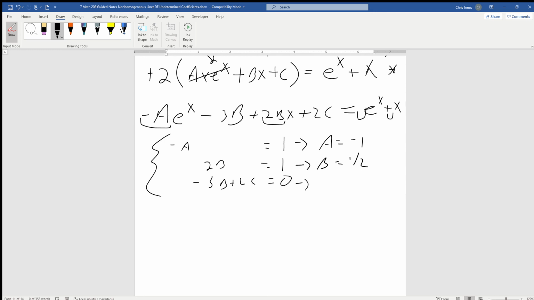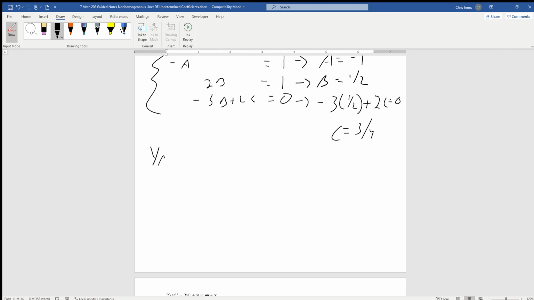And then finally we can solve for c. That's going to be negative 3 times 1/2 plus 2c equals 0. We could just add 3/2 and divide by 2 on both sides, so that means that c is going to be 3/4. And so our particular solution, a was negative 1, so that's going to be negative 1x e to the x plus bx, which is 1/2, plus c, which is 3/4. And finally, we can juxtapose that all together to get to our final solution.